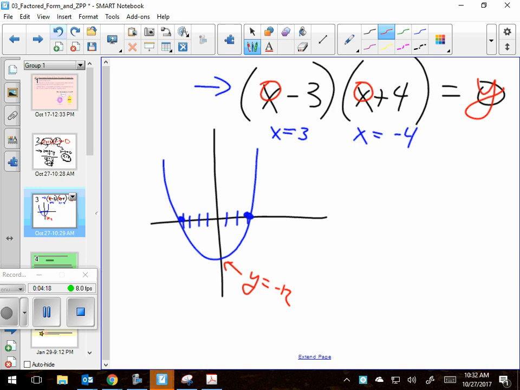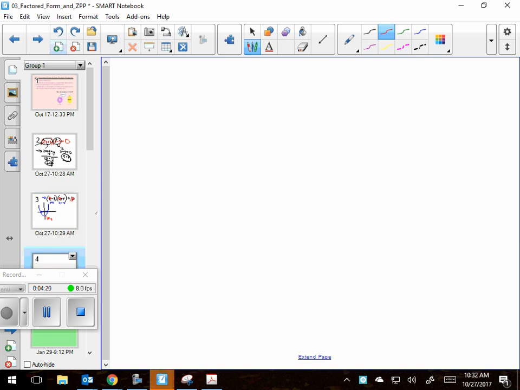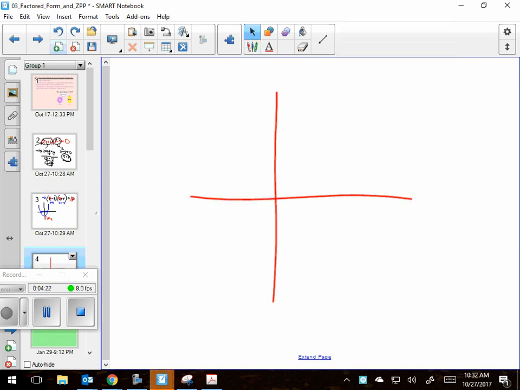Okay. Next one kids got stumped on was they told them that at negative 2 and negative 4 there were x-intercepts. And they told them that it was an upside-down parabola. How did they tell them that? By having a negative in the front of it.